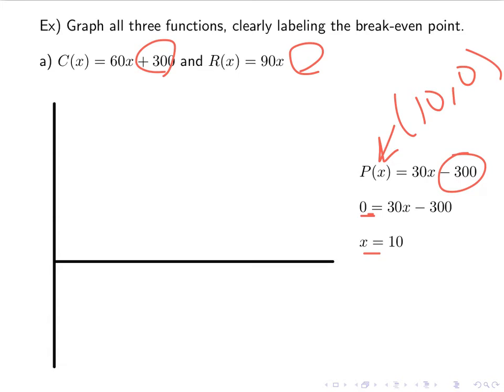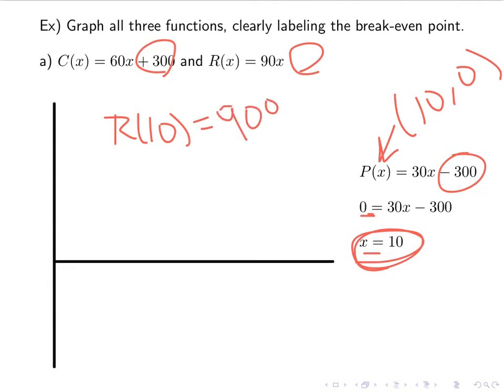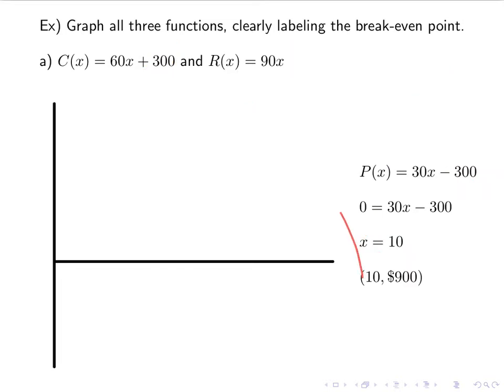So their break-even point is still x equals 10, but now I need to plug it into either C or R to find the y value for those two. So if I plug it into the revenue function, I have 90 times 10, that's 900. So my break-even point is associated with two different points. I've got the break-even point on the profit, (something, 0), and I have the break-even point on the cost and revenue where they're equal. So the x value is still the same, but the y value is going to be different. So I've got (10, 900) for the cost and revenue, both of them.